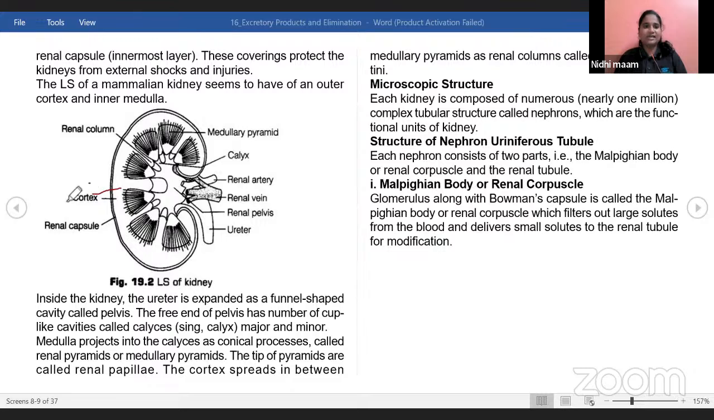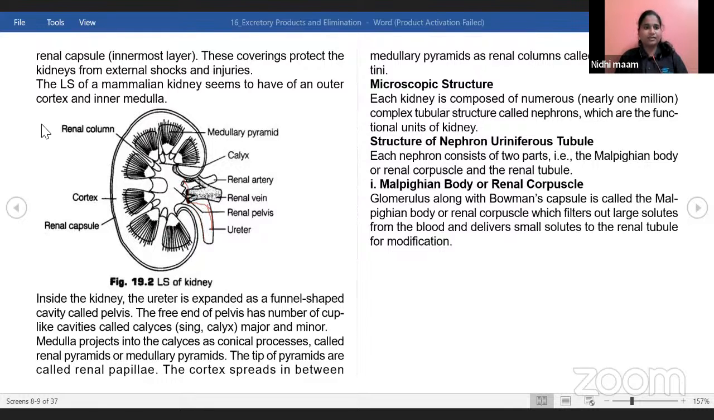ಹೊರಗಡೆ ಇರೋ ಲೇಯರ್ಗೆ ಕಾರ್ಟೆಕ್ಸ್ ಅಂತ ಕರಿತೇವೆ, ಒಳಗಡೆ ಇರೋದಕ್ಕೆ ಮೆಡ್ಯುಲಾ ಅಂತ ಕರಿತೇವೆ. ಇನ್ಸೈಡ್ ದ ಕಿಡ್ನಿ ದ ಯುರೇಟರ್ ಈಸ್ ಎಕ್ಸ್ಪಾಂಡೆಡ್. ಸೊ ಇಲ್ಲಿ ನೋಡಿ, ಇನ್ಸೈಡ್ ದ ಕಿಡ್ನಿ ಇಲ್ಲಿ. ಓಕೆನಾ? ಸೊ ಇದು ಯುರೇಟರ್. ಹೌದಾ? ಸೊ ದಿಸ್ ಈಸ್ ಅ ಯುರೇಟರ್. ದ ಯುರೇಟರ್ ಹ್ಯಾಸ್ ಬಿನ್ ಎಕ್ಸ್ಪಾಂಡೆಡ್ ಹಿಯರ್.